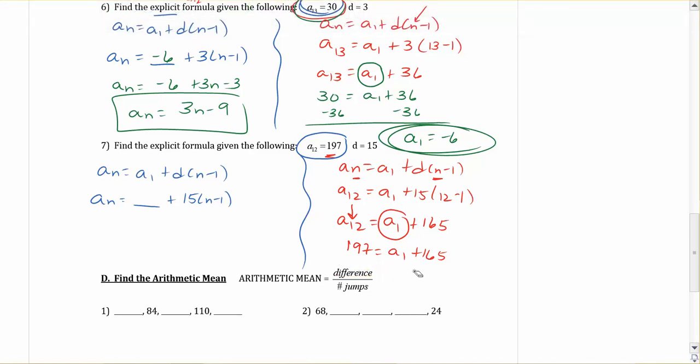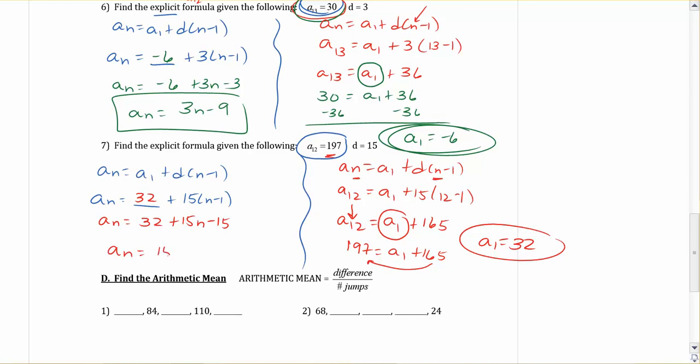Let's take 197 and subtract 165, right? And that would get me my first term is going to be 32. Okay, so if you subtract that guy over, I'm just kind of running out of room. So take what you found in the second part and plug it in the first part to help me determine my arithmetic explicit formula. So 15n minus 15. So my a sub n is 15n. If I combine 32 and negative 15, I get 17.